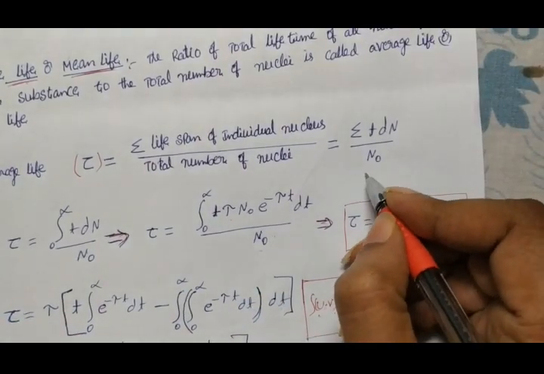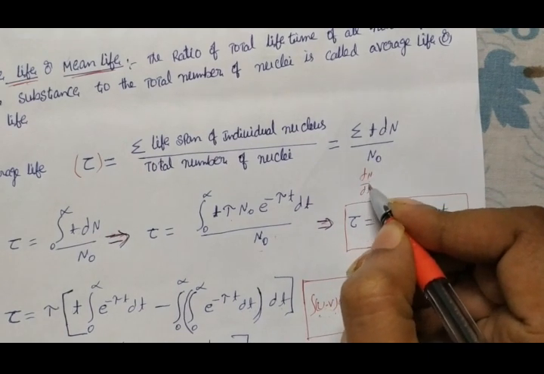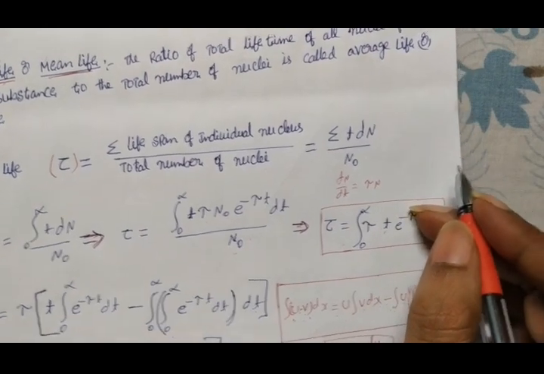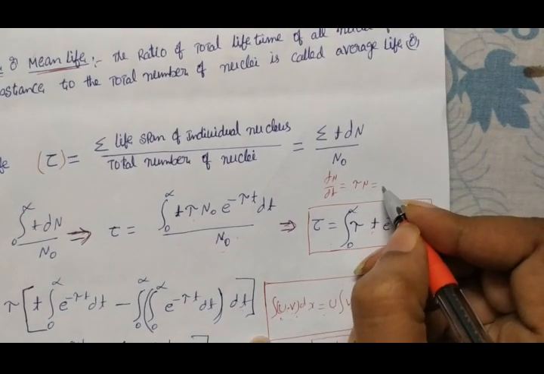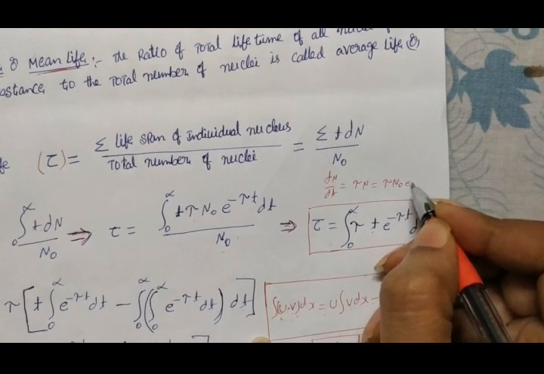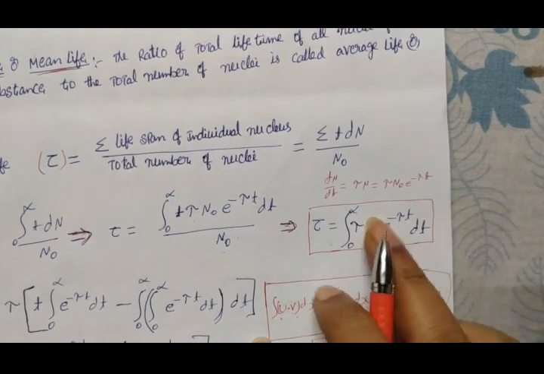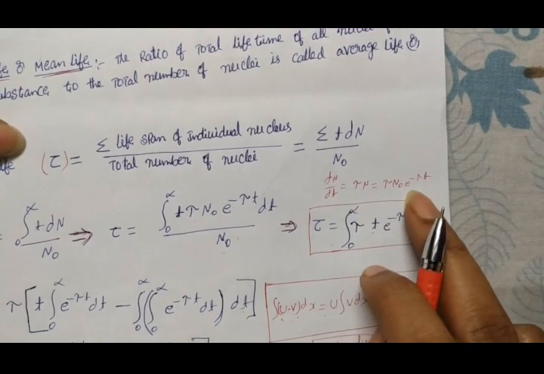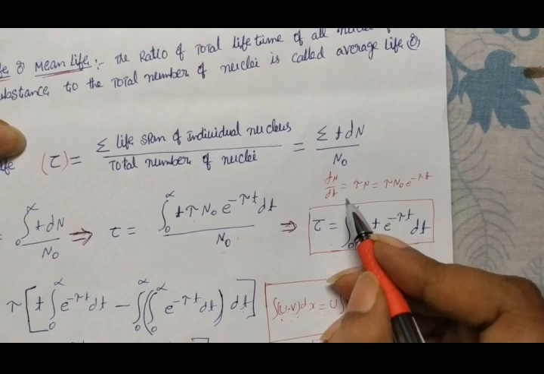Why? Because we have one relation, that is dN/dt is equal to lambda N. I didn't take the sign here, lambda N. What is N? N is the number of particles remaining after some time, that is N naught into e power minus lambda t, we can take. dN/dt is equal to lambda N. N is N naught into e power minus lambda t.